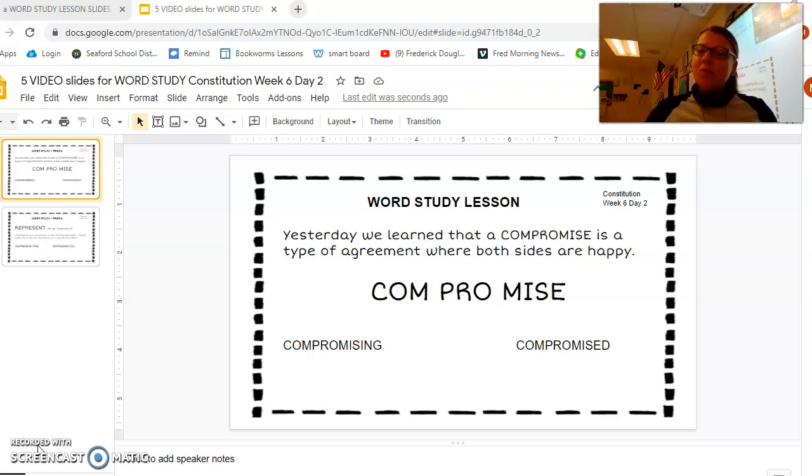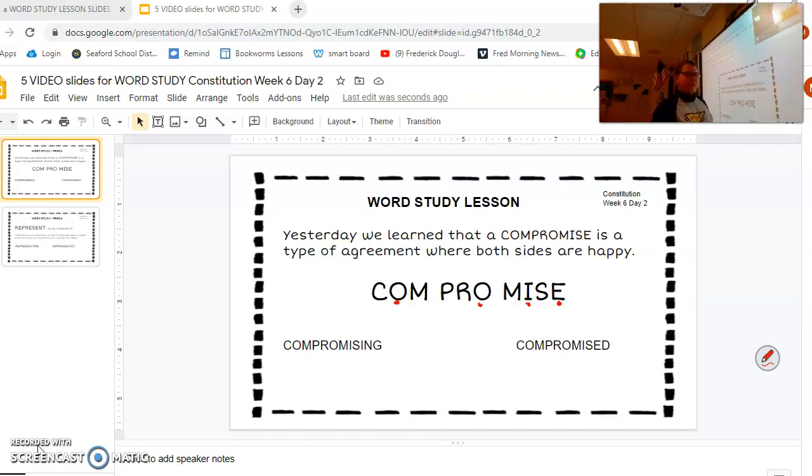Yesterday we learned that a compromise is a type of agreement where both sides are happy. Compromise has 3 syllables. Com-pro-mise. When I mark the vowels, I can see that the first syllable has an O, the second one has an O, and in the third syllable I have 2 vowels, I and E.